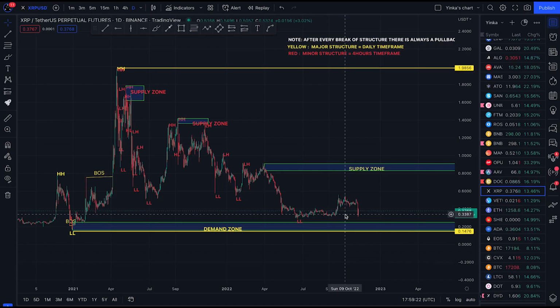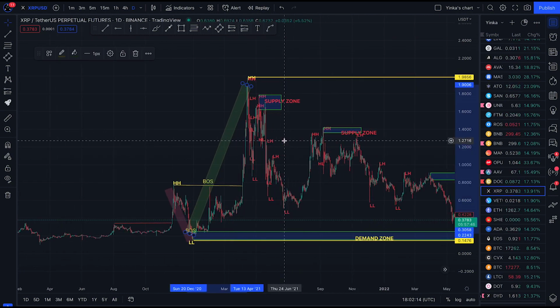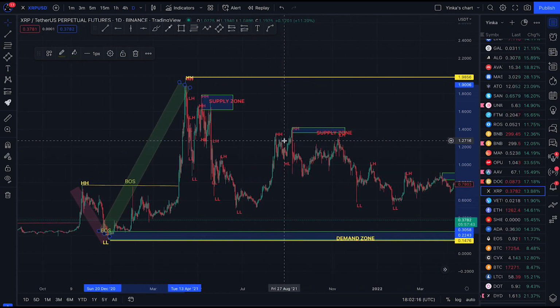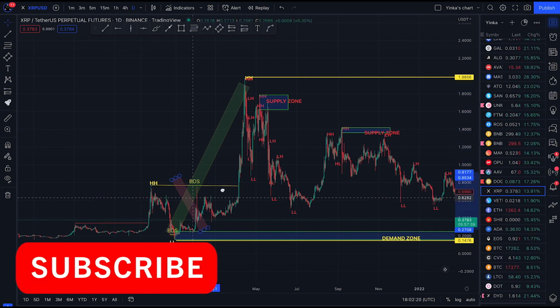In this section, I'll be analyzing the XRP price market chart. So welcome to the price chart. These are price charts for the XRP USDT. So market broke structure to the upside, expecting a pullback.